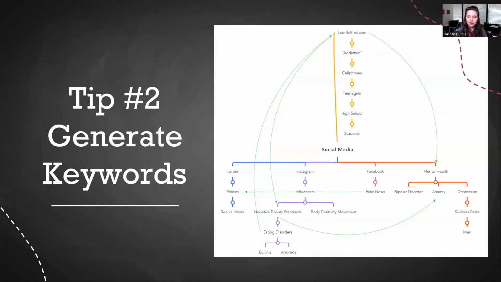So really just breaking it down from that original topic to help them create that research question is a good way to help students visualize this process.